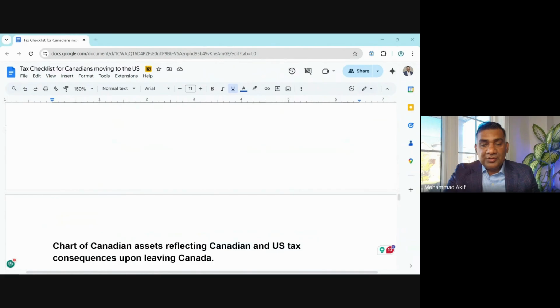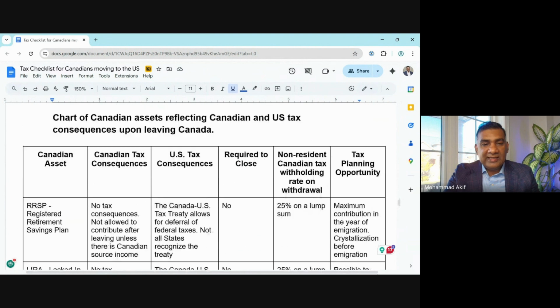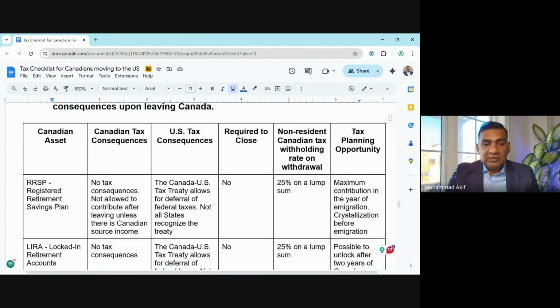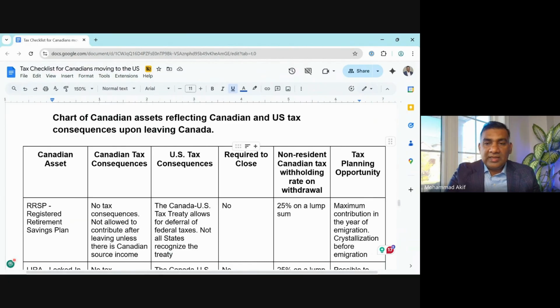Now let's get to one of the main places. I'm going to look at the chart. This should be on our website, you can find out about this. So this is a Canadian chart. This is the chart of Canadian assets reflecting Canadian and U.S. tax consequences upon leaving Canada.